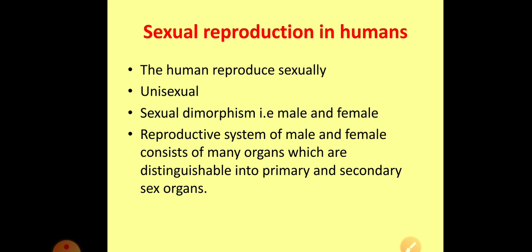Humans reproduce sexually. Human beings are unisexual animals, and there is a distinct sexual dimorphism. That is, males are visibly different from females in the physical build-up, external genital organs, and accessory sex characters, right? Thus, the structures associated with reproduction are different in males and females. The structures associated with male and female reproduction constitute the male and female reproductive system, right?